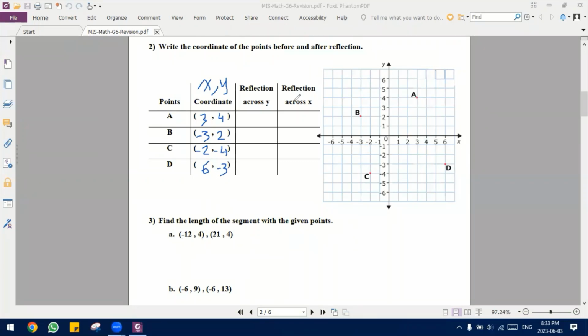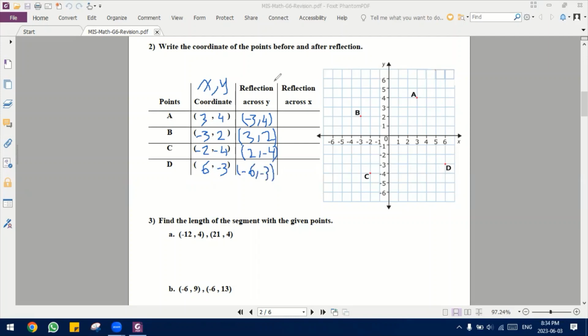Now, in order to solve that one, for the point A, if I do a reflection on the y-axis, the x value will change only. So 3 will become minus 3, 4. Then for the point B, we need to change the sign. Here it's minus 3, it will be 3, 2. This is minus 2, it will be 2, minus 4. This is 6, it will be minus 6, minus 3.